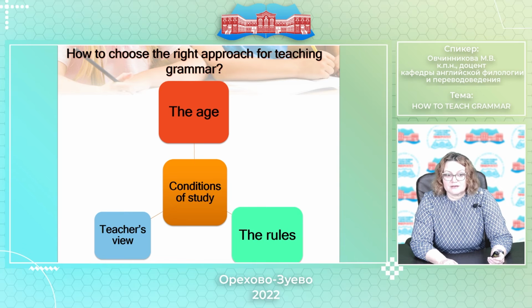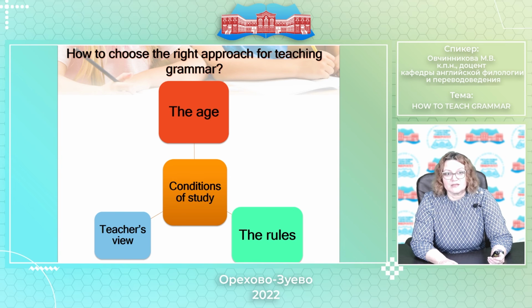The third point, teacher's view, also influences the choice. For example, the teacher has a right what to choose and what to study and which approach to find out for this or that situation of studying. And the last one is the rules. So it means that we should understand what kind of a grammar material we should teach and how this material can be understood by our listeners, by our students or by our pupils. All these four points are very important and they influence the choice of the approach for teaching grammar.